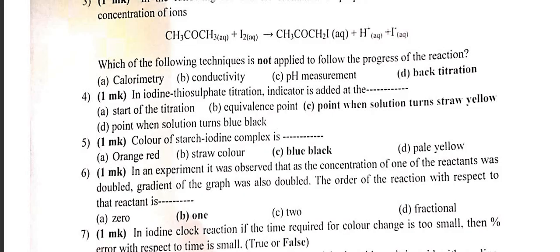Yeah, so how about this number 5 here? It's related to the previous question. They're saying the color of the starch iodine complex is, what's the color? You've done this experiment in biology. What's the color, guys? It's blue-black, right? Yeah, so it's a deep blue-black color. So the answer here is going to be C. This is correct. Then look at number 6.